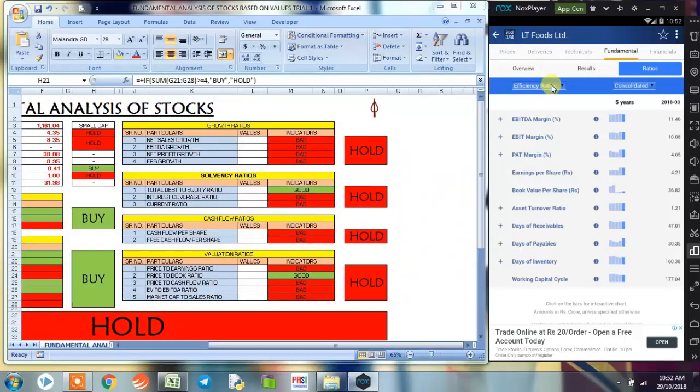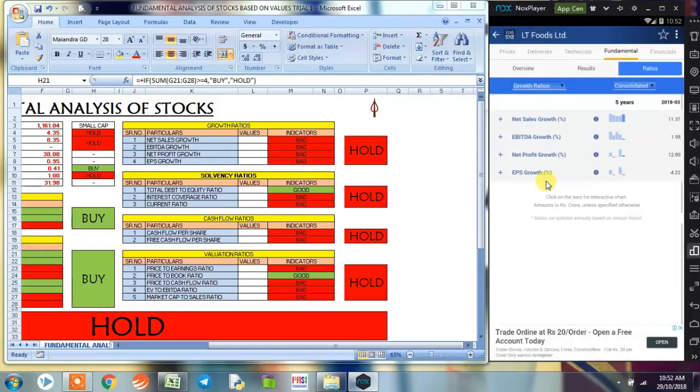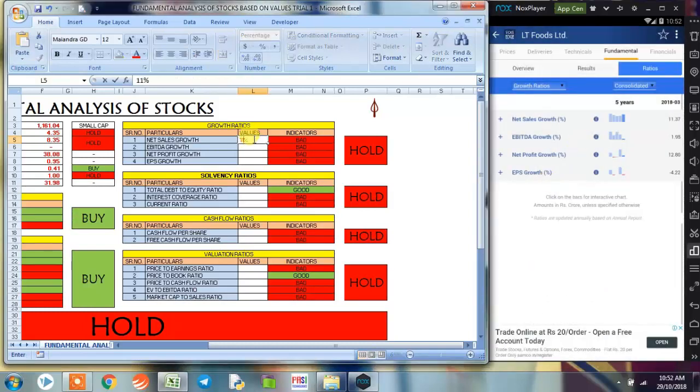Coming on to the growth ratio. The net sales growth is 11.37%, EBITDA growth is 1.95%, net profit growth is 12.80%, and EPS growth is minus 4.22%. So overall a buy signal from the growth ratios.